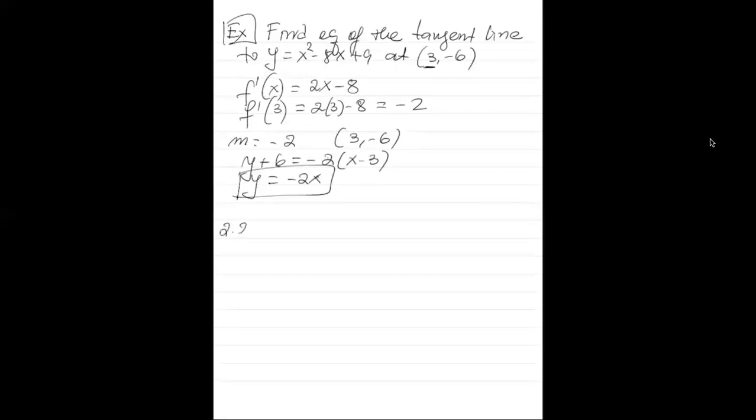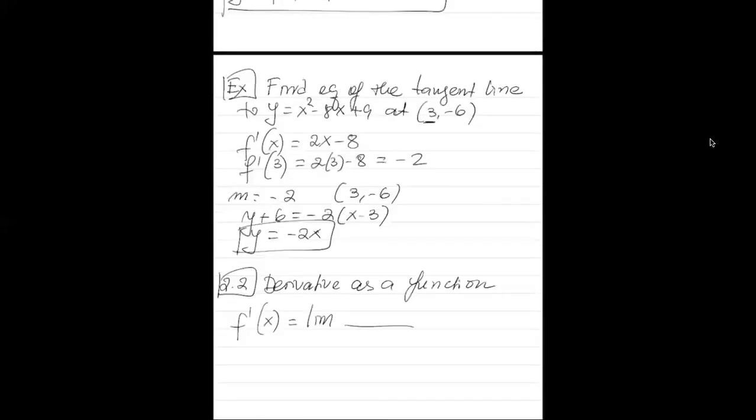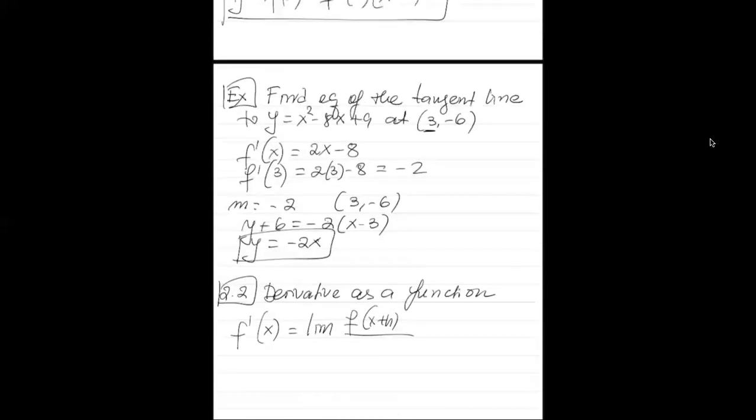2.2, derivative as a function. So the derivative as a function, we use the same formula as before, but instead of a, we're going to use x because we let a vary. So the same formula as here, it's the limit of f of x plus h minus f of x over h as h goes to 0.